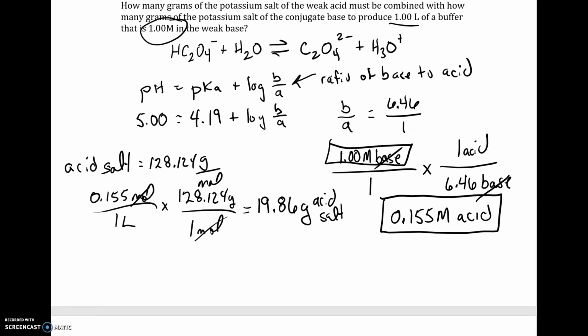And our base salt is 1 molar. So we need 1 mole of that, and our grams per mole is 166.21.